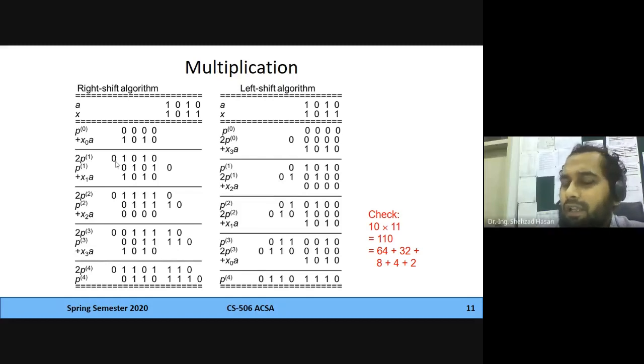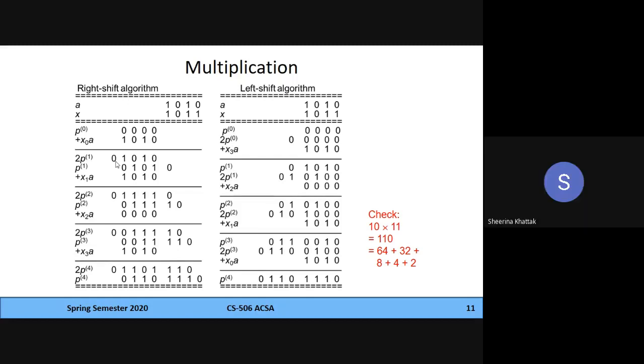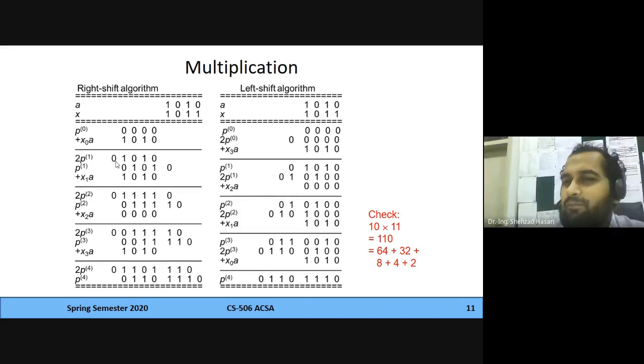How can you say that? Because in the left shift algorithm we are shifting first, so a 0 bit gets added first and then it is being added in the next step. But in the right shift algorithm we are adding first and then we are shifting, so the number of bits being used is less. Your answer is correct, but your reason is not correct. Okay, so let's come to that.